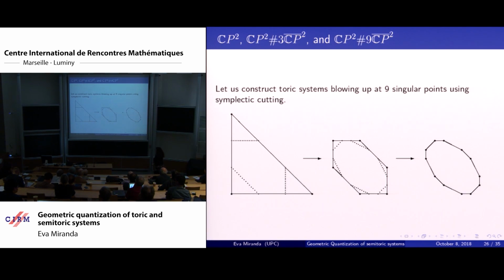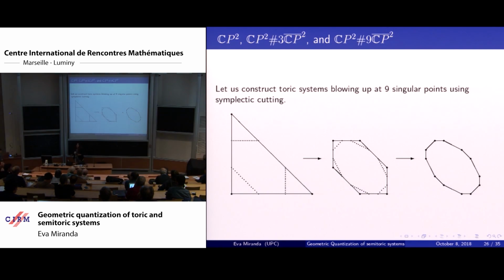So I'm going to show you, I did already the toric case. I did the hyperbolic case. What about the semitoric case? Let me start with an example. I'm going to construct for you K3, okay? I think it's a good moment now, 5 minutes before the end of my talk, to construct a K3.